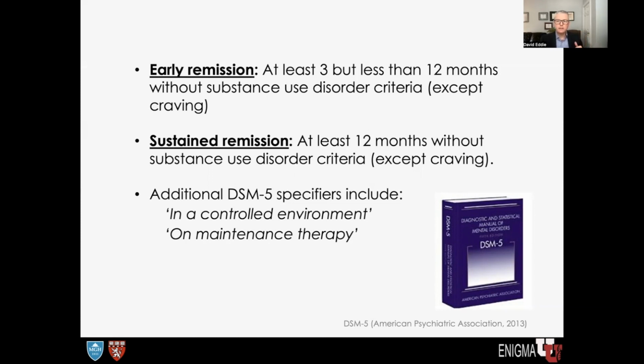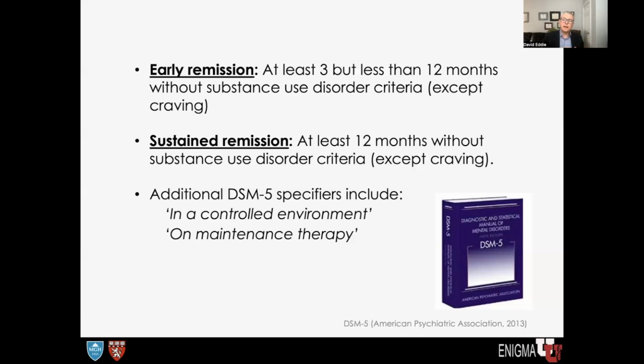They may have continued some form of substance use. More often than not, folks are abstinent, or they've at least reduced their intake of alcohol and other drugs. But abstinence is not a requirement to be in early remission. Same with sustained remission. So if somebody has had at least 12 months without meeting diagnostic criteria, then we would say they're in sustained remission.